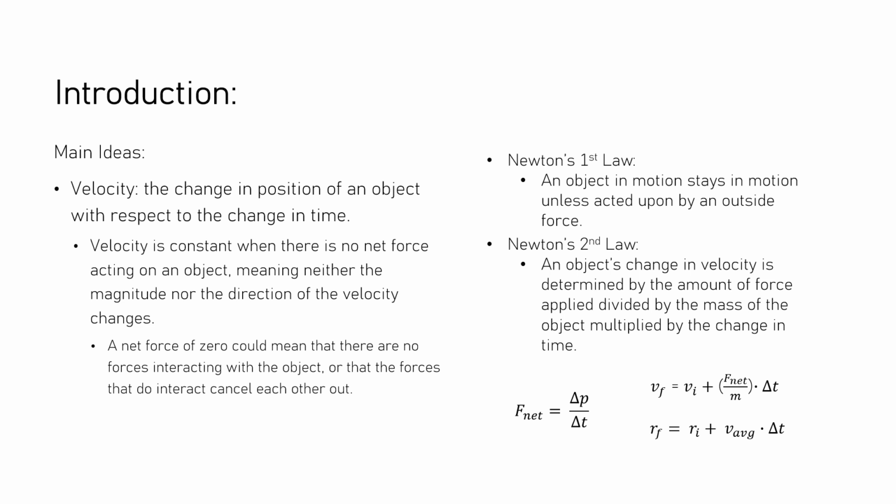Newton's first law states that an object in motion stays in motion unless acted upon by an outside force, while his second law states that an object's change in velocity is determined by the amount of force applied divided by the mass of the object multiplied by the change in time, which is seen in the velocity update equation below, which is subsequently applied to the position update equation even farther below that.